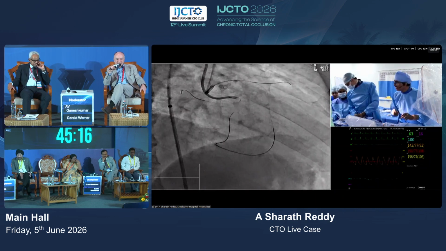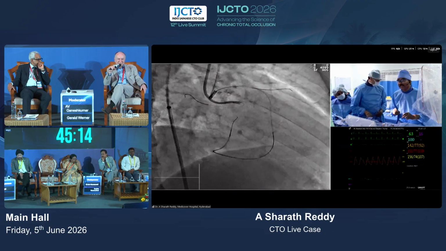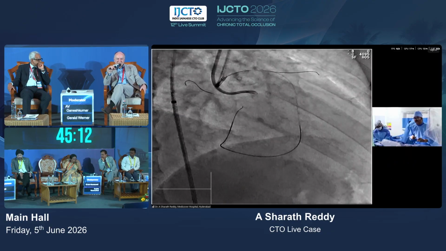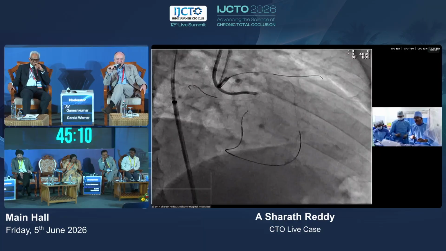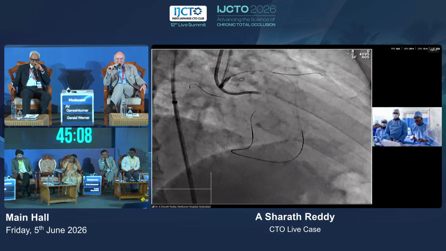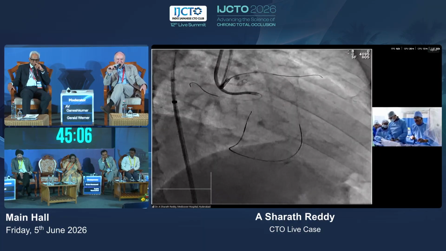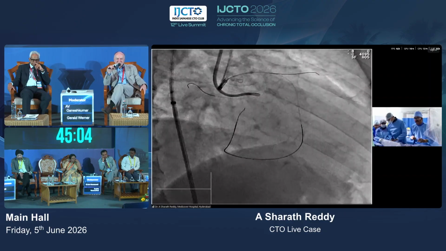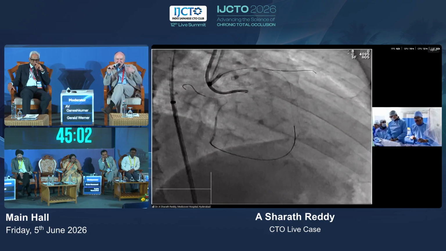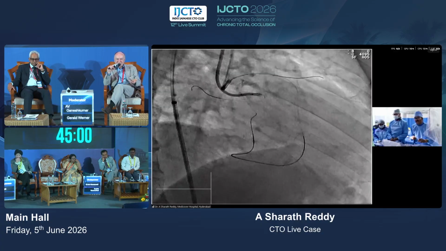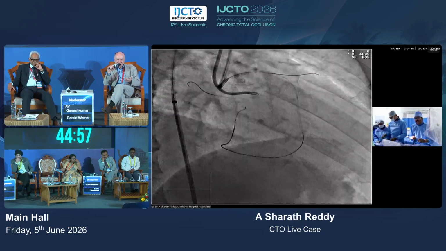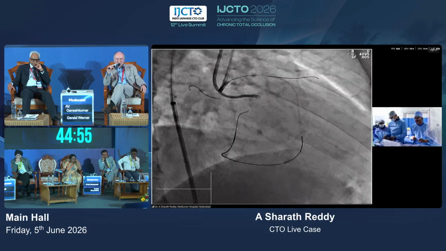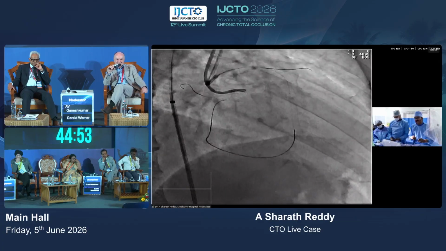I would maybe use an IJCTO. If you don't progress, I would really go back to the antegrade part with a side lumen catheter and puncture with a Conquest or a Hornet that you have towards the distal wire, because the proximal cap preparation is essential for a successful CTO like this.